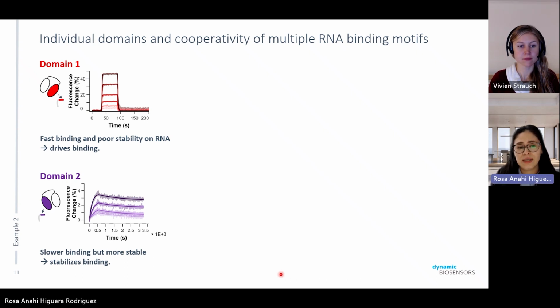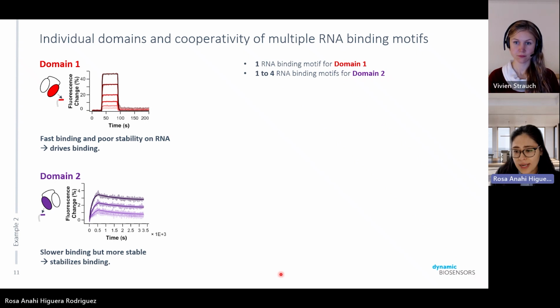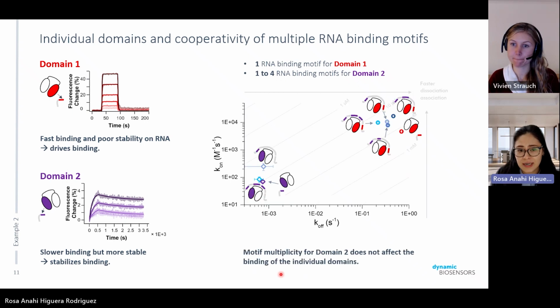Now we wanted to see how these knockout proteins would act in the presence of a different number of binding motifs on the RNA. So we created an RNA with one binding motif for domain 1, and we varied the number of binding motifs for domain 2 from 1 to 4. And we look at the knockout proteins. So these are the results.